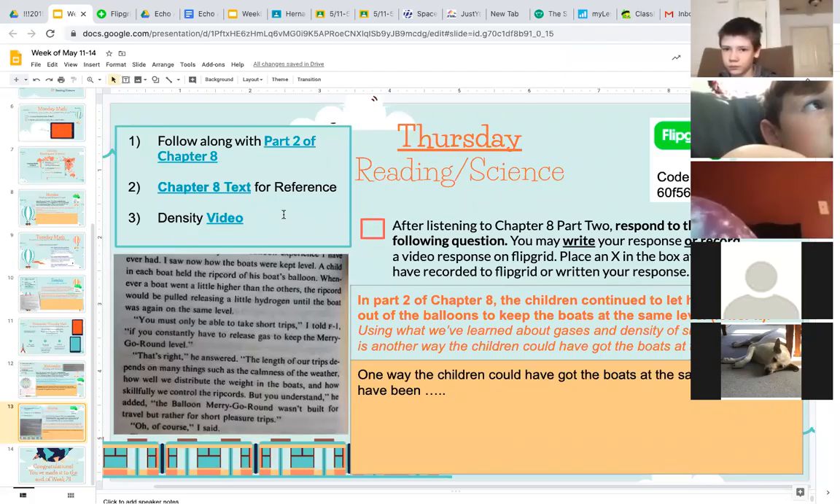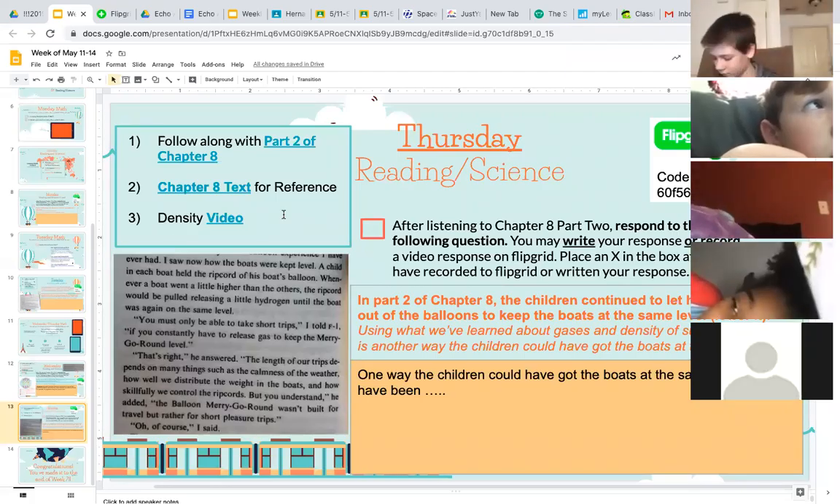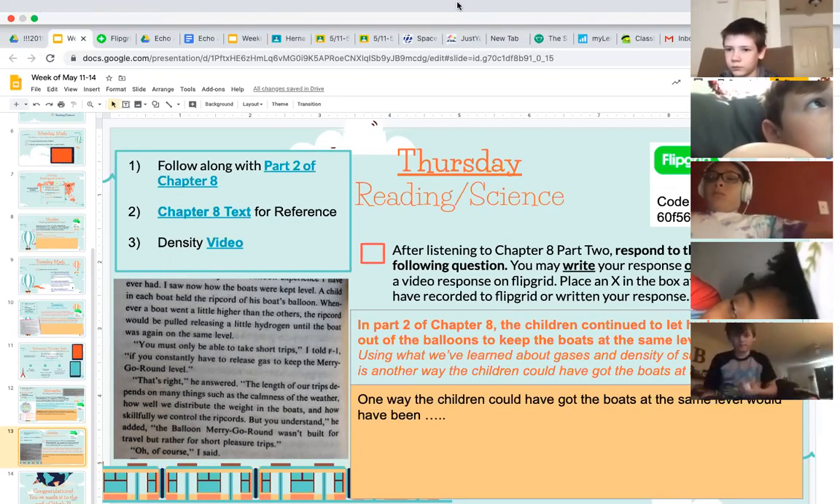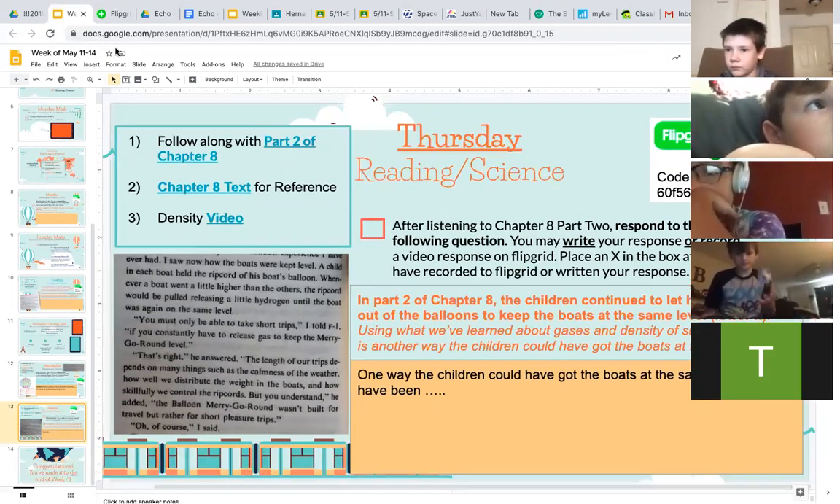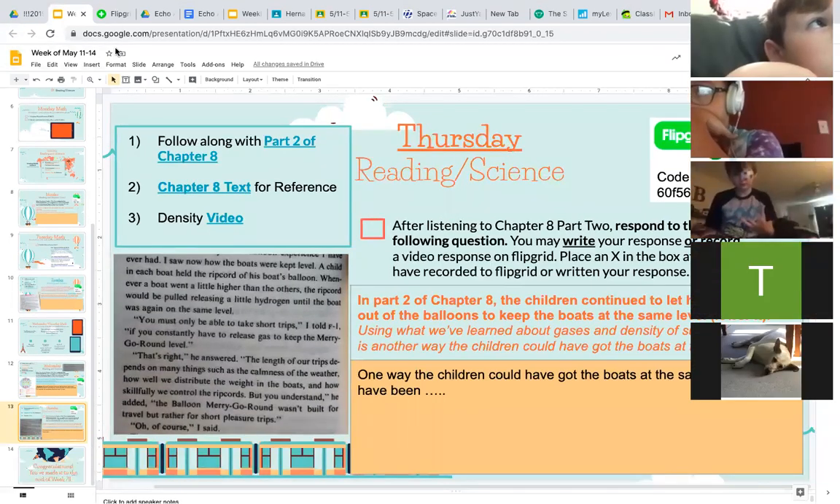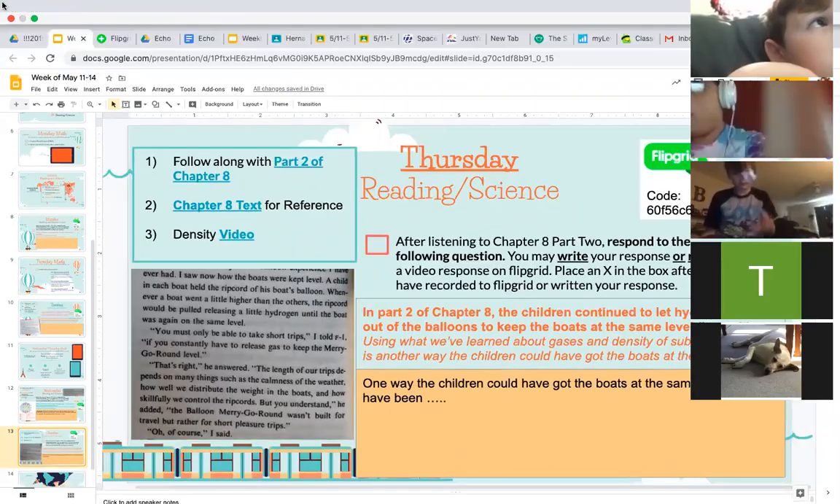What is a way that they could change the density of the gases in the balloons so that they would lower to all be at the same level? Okay? Any questions? All right. If y'all don't have any questions, you may skedaddle. If I called your name earlier, I need you on Lexia until family time.